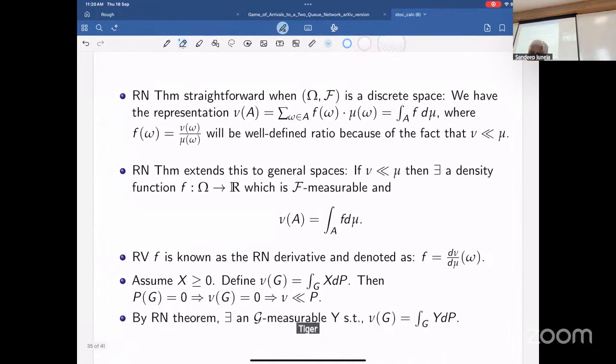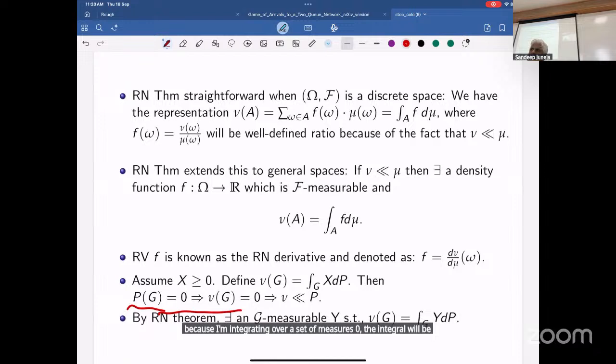Okay. So now the other point is that whenever P(G) is equal to 0, it implies nu(G) is equal to 0. Right? Because I'm integrating over a set of measure 0, the integral will be 0. But we don't know that P(G) greater than 0 implies nu(G) greater than 0. That may not be true. But we needed that for the definition of absolute continuity. No. What we just need is P(G) equal to 0 implies nu(G) equal to 0. The reverse is true, right? If P(G) equal to 0 implies nu(G) equal to 0, then nu(G) being positive implies P(G) must be positive.